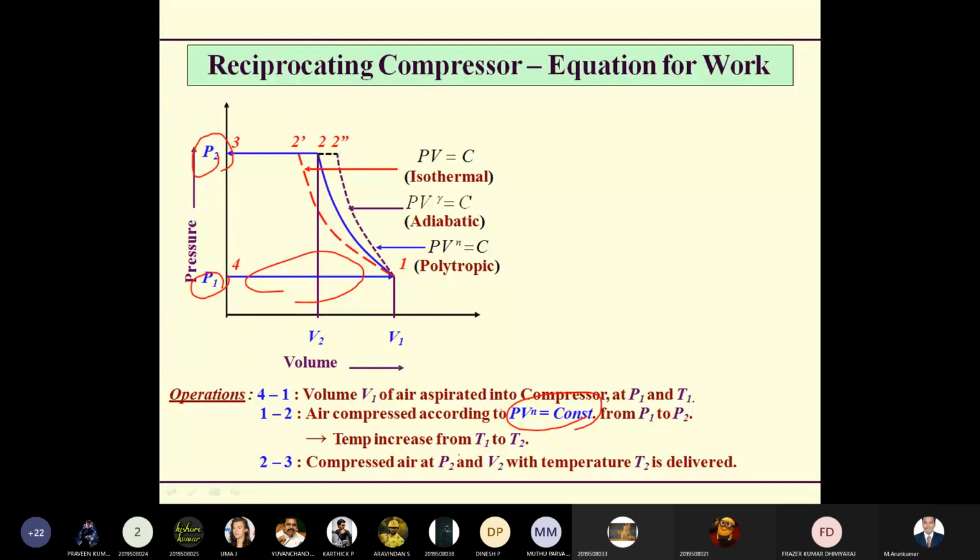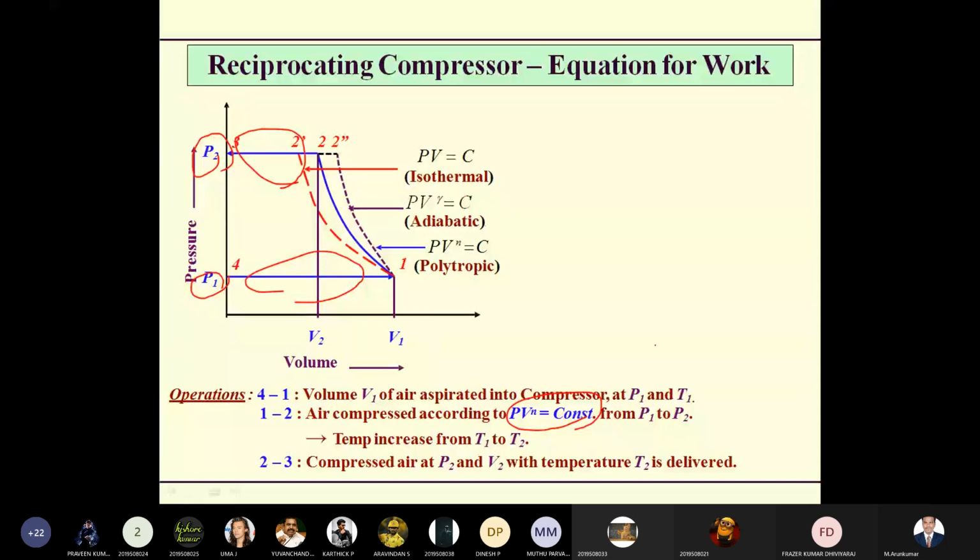Also the temperature increases from T1 to T2. So you can see this is not the same isotherm. This is another isotherm, and state 2 is another isotherm, so the temperature definitely will increase. Then in process 2 to 3, the compressed air at P2 and V2 with temperature T2 is delivered. So this is an actual reciprocating compression.